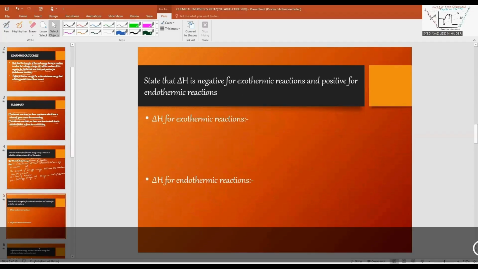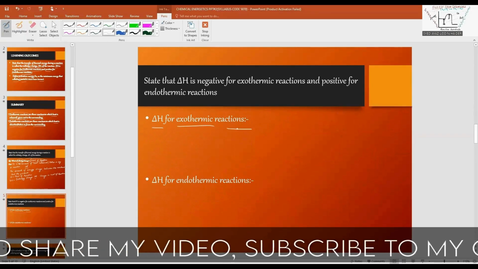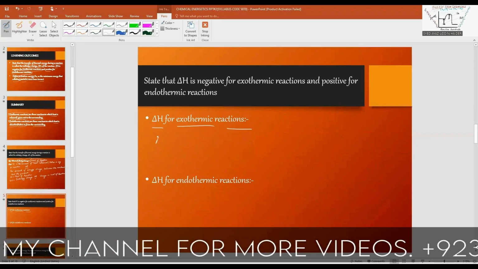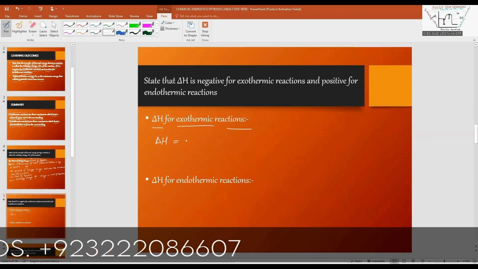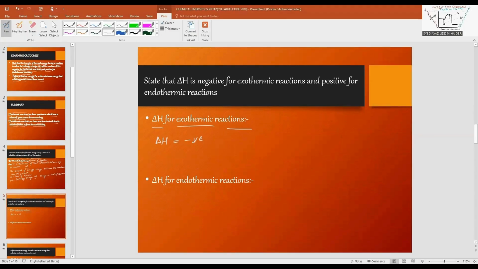Delta H for exothermic reactions. For all exothermic reactions, delta H will be negative, which indicates that heat is released to the surrounding.